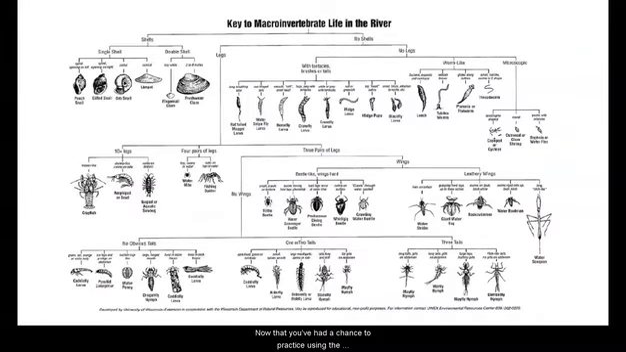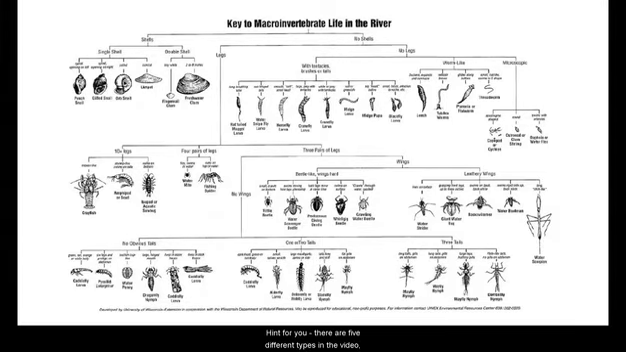Now that you've had a chance to practice using the key to identify stream macroinvertebrates, it's time to test your knowledge. The next video has 5 different kinds of critters. We've already seen 3 of these critters in previous videos. Watch the video carefully to observe whether or not the critters have shells, legs, tails, or any other identifying characteristics. Pause and rewind the video as needed to identify the 5 different critters using your key.